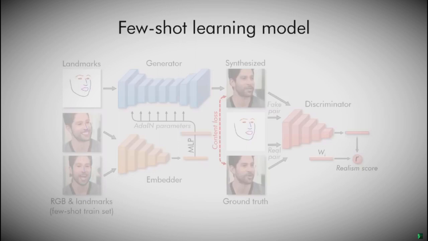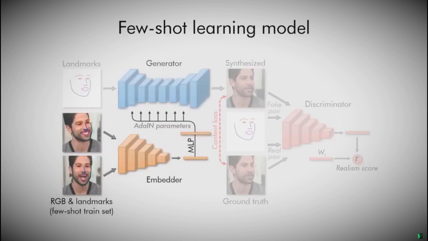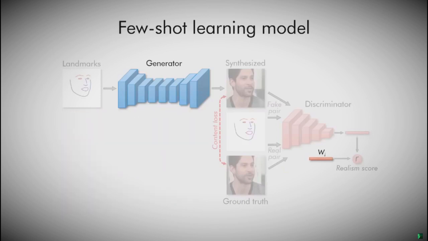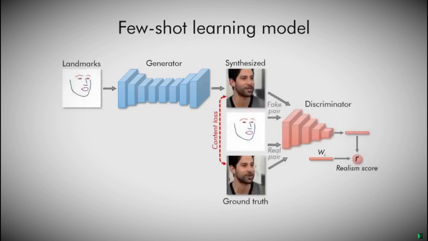Before fine-tuning for a new person, we initialize the adaptive parameters of the generator and the video embedding inside the discriminator using the output of the embedder network. After that, we train the generator and the discriminator on the available few images using the same adversarial objective as in the meta-learning stage.